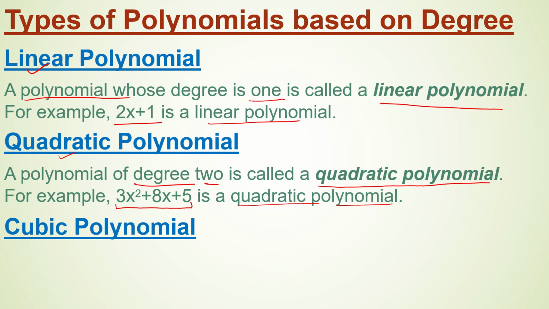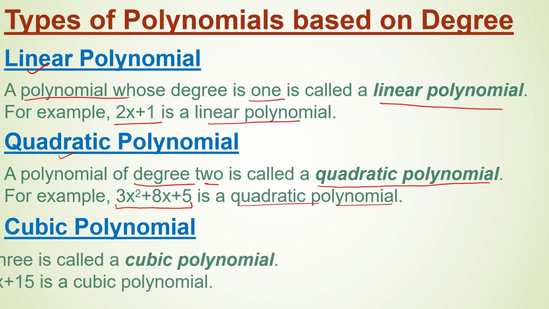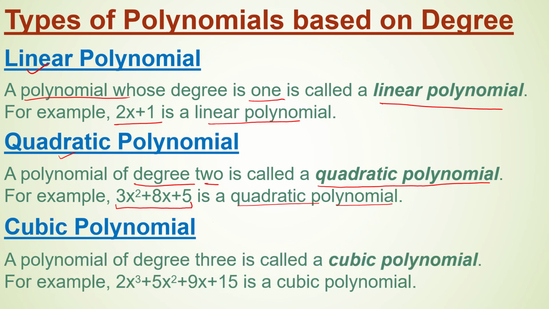Next is cubic polynomial. Any polynomial of degree 3 is called a cubic polynomial. For example, 2x cube plus 5x square plus 9x plus 15. Here the degree is 3.